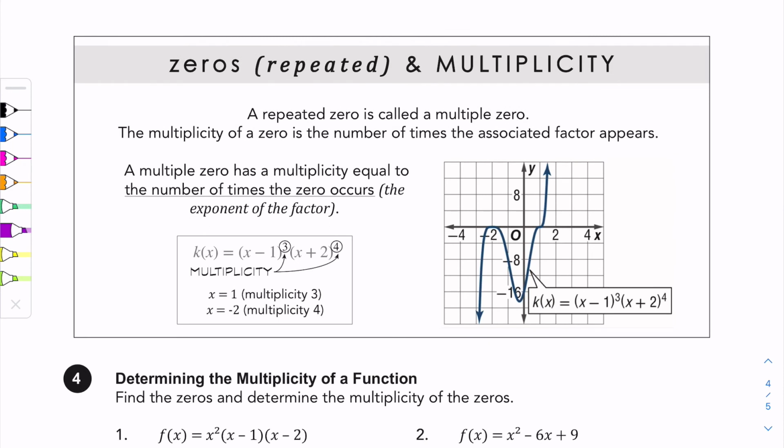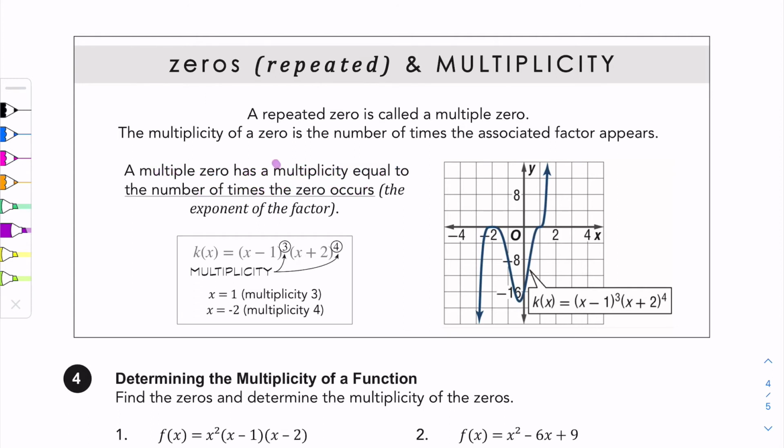Next, we're talking about zeros, repeated zeros, and multiplicity. So a repeated zero is called a multiple zero. It's when you have zeros that happen more than once. The multiplicity of a zero is the number of times the associated factor appears. So if you have a factor that appears 3 times, the multiplicity would be 3. A multiple zero has a multiplicity equal to the number of times the zero occurs.